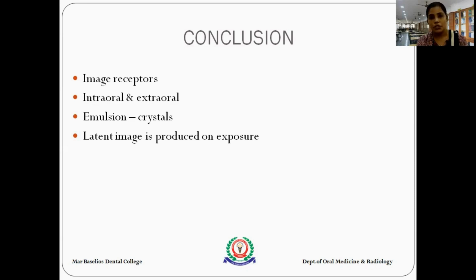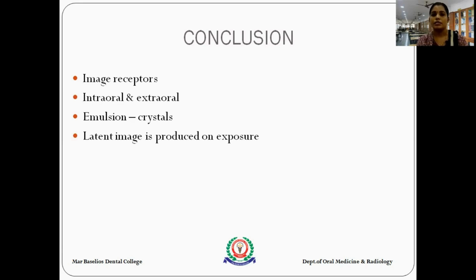And the basic composition of the film is the base on which there is an emulsion. The emulsion contains a vehicle matrix on which the silver halide crystals are coated, and you have a protective outer layer. And after the exposure, the image which is created on the film is called a latent image, which is an invisible image, which becomes visible only after processing.